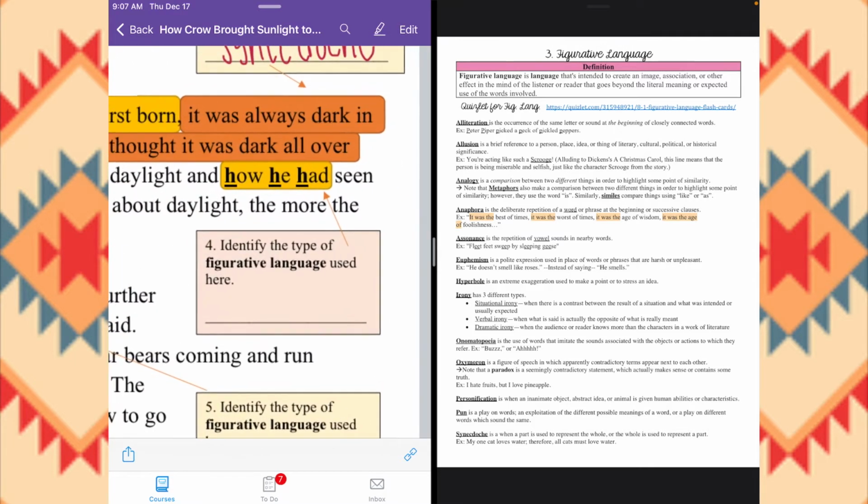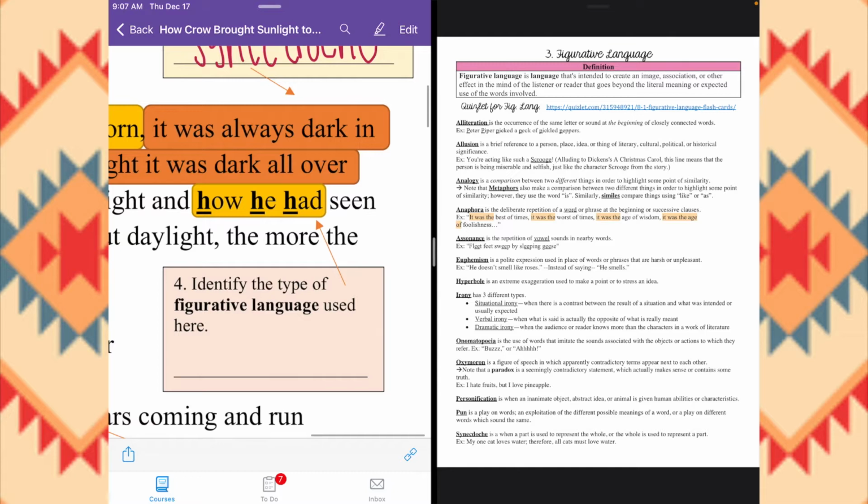Number 4, back to figurative language. Identify the type of figurative language used here. How, he, had. We have the repetition of an H sound. So let's take a look at our figurative language study guide. The repetition of the same sound at the beginning of closely related words.